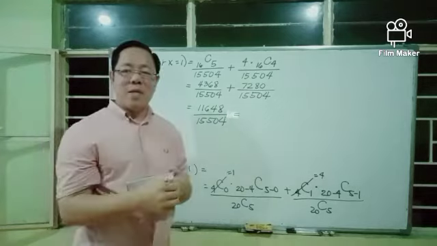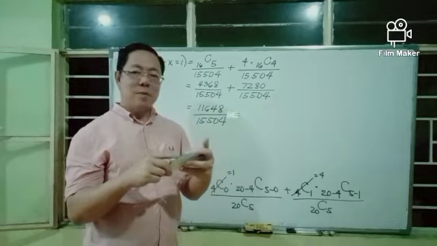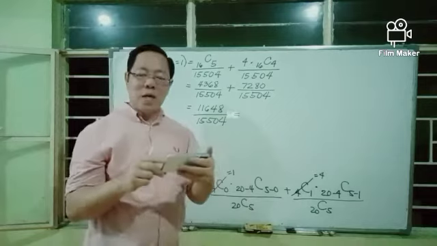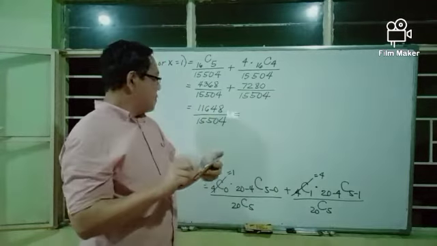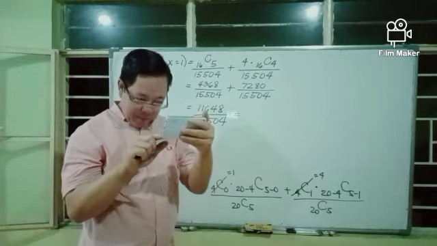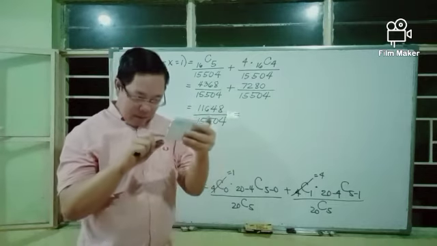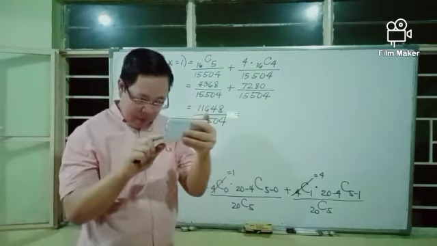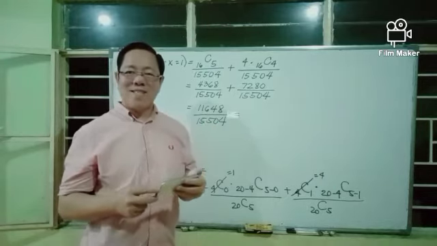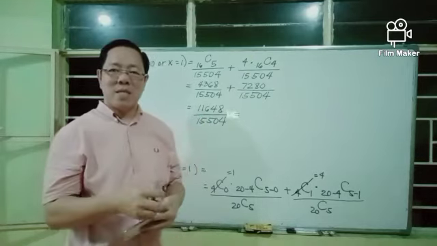Now we divide 11,648 by 15,504. 11,648 divided by 15,504. And the answer in your calculator, multiply that by 100%. And then you round off the answer in your calculator to 2 decimal places, and you should get 75.13%.